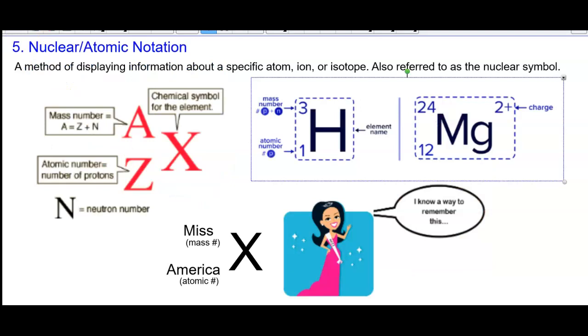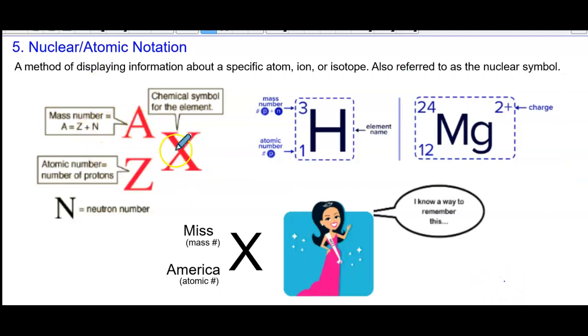Thinking about a nuclear symbol, or atomic notation, a method of displaying information about a specific atom, ion, or isotope. You put the symbol here, and then to the left of the symbol as a superscript, you put the mass number. To the left of the symbol as a subscript, you put the atomic number, or number of protons. Remember, these two things are the same. N in this image represents neutrons. To get the mass number, which they call A, I don't know why, but that's what the textbooks all do, it'd be nice if A was atomic, but A in this case represents mass number. It is going to be your Z plus your N. So that's your protons plus your neutrons, or your atomic number plus your neutrons.